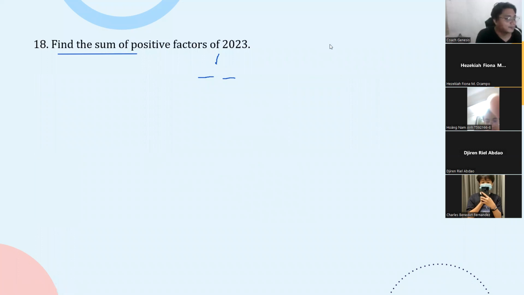Next, number 18. Find the sum of positive factors of 2023. Okay, so we already know how to solve for the sum of positive factors. The first thing that we will do is express 2023 into its prime factorization. Now, this will be very helpful for you. You must familiarize the prime factorization of 2023. So 2023 is equal to 7 times 17 squared.